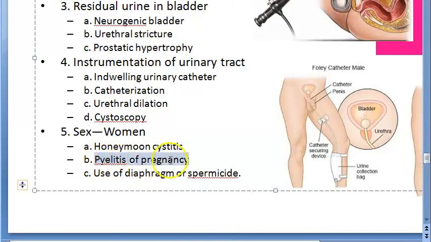What is this pyelitis of pregnancy? It is usually found in pregnancy, it's an infection.